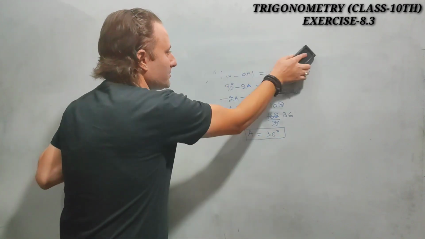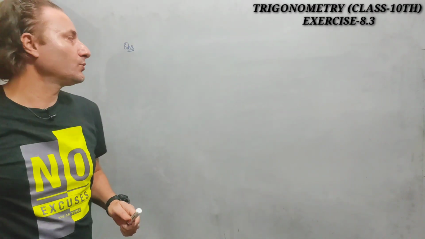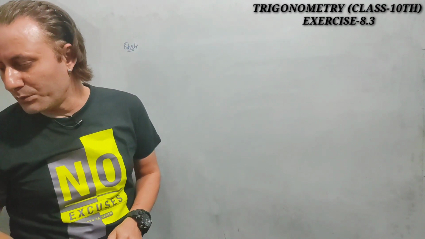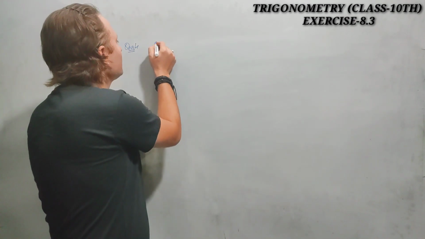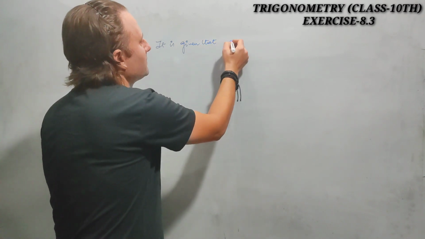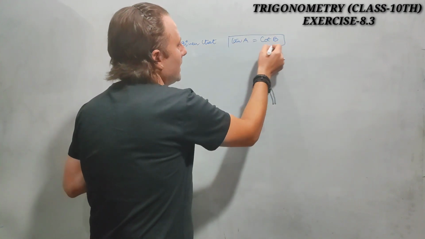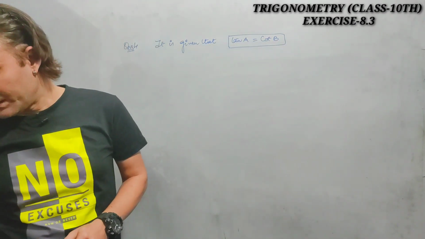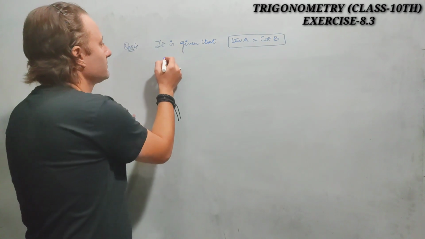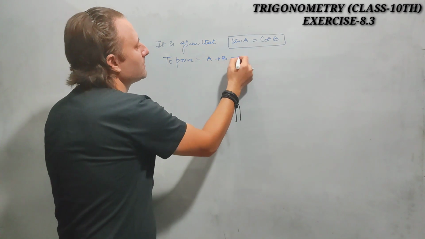Let's move quickly to question number 4 and finish that off as well. So question number 4, what does it say? It says tan A is equal to cot B. It is given that tan A is equal to cot B. Now it says prove that A plus B is equal to 90. What do we have to prove? A plus B is equal to 90 degree.